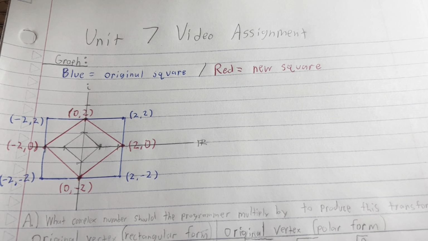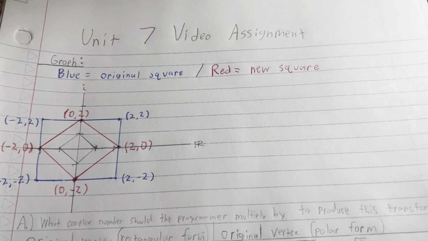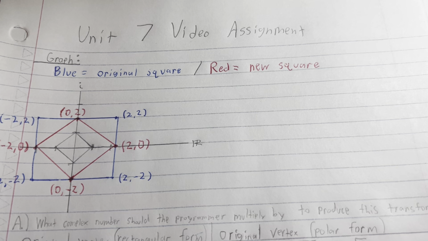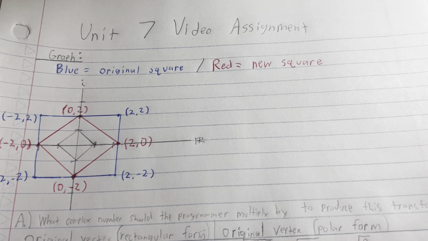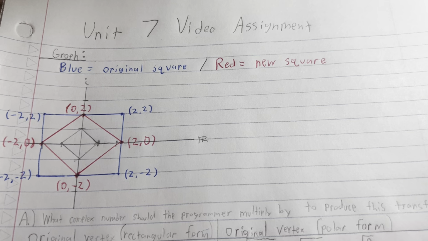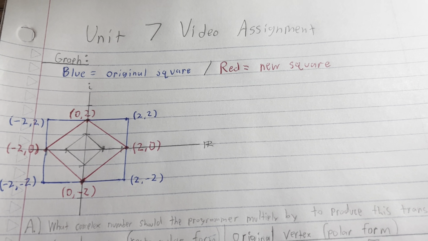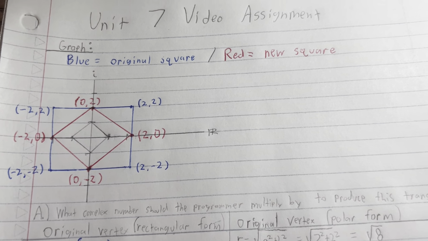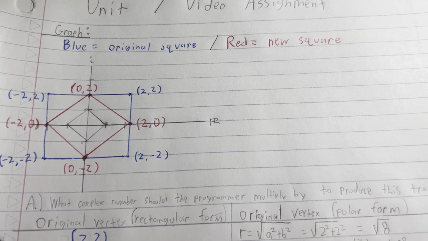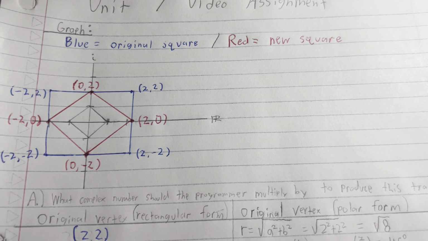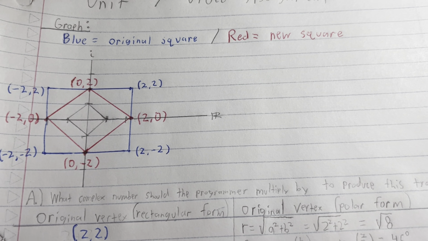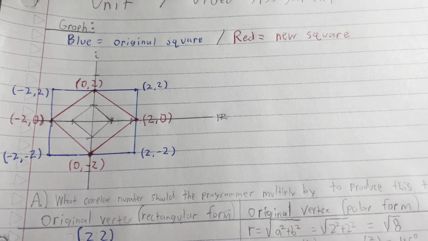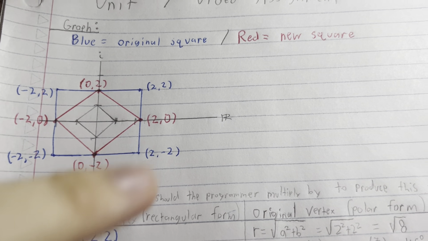All right, hello, this is my Unit 7 video assignment, and today I will be analyzing a problem where a computer programmer is using complex numbers to implement a geometric transformation on the complex plane. The problem states that the programmer starts with this original square that I graphed in blue right here, and this square is rotated 45 degrees counterclockwise and dilated so that its new vertices lie on the midpoints of the original square. And I graphed that transformed square in red right here.